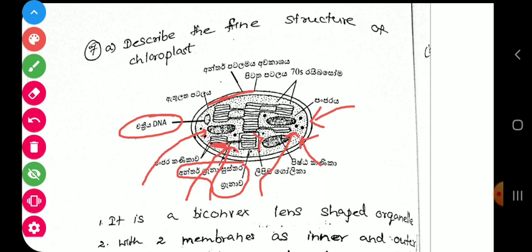So that is the intergranal lamellae. Those are the basic things that you have to name. Go to the resource book and look at that again.